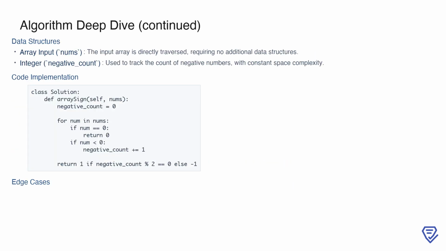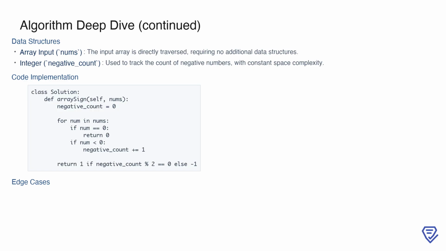To implement this algorithm, we rely on minimal data structures. The input array, nums, is traversed directly, and we use a single integer variable, negative_count, to keep track of the number of negative elements. This ensures the space complexity remains constant at O(1).